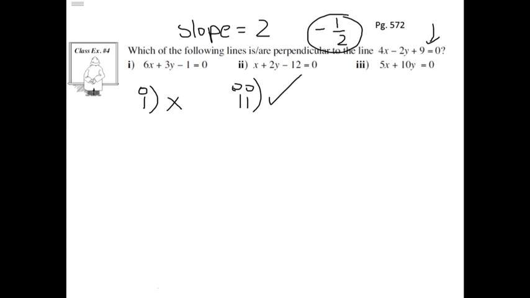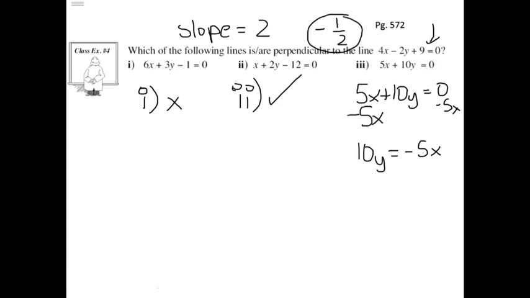Let's take a look at 3. We've got 5x + 10y = 0. So keep the y positive. Let's move the 5x over, so we subtract 5x on both sides. So you've got 10y = -5x. We're going to divide this by 10. Y is equal to, well, this can be reduced right here. This reduces down to -1/2 x. So this one also is perpendicular to that original line.